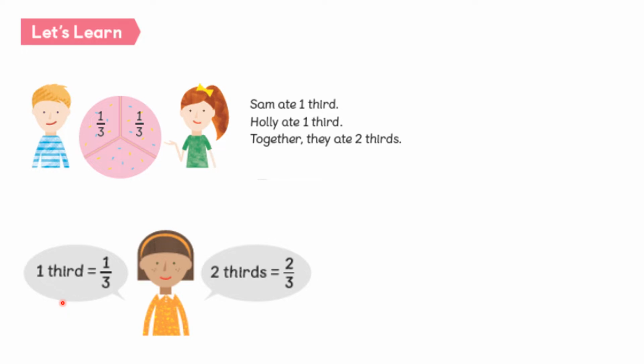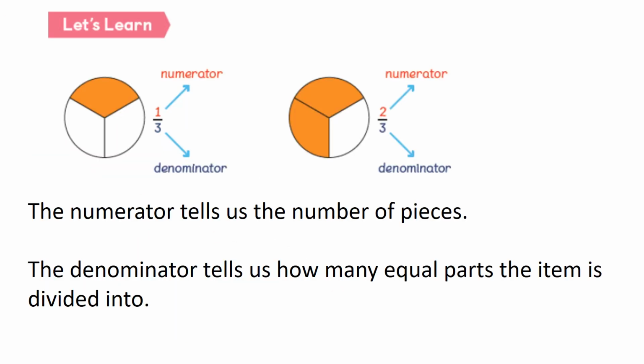Now if 1/3 is written like this, 1 part out of 3 equal parts, then 2/3 is written like this, 2 parts out of 3 equal parts. Really well done if you managed to get there with your partner. Now we're going to look a little bit more closely at our fractions today, and we're going to look at 1/3 and 2/3.